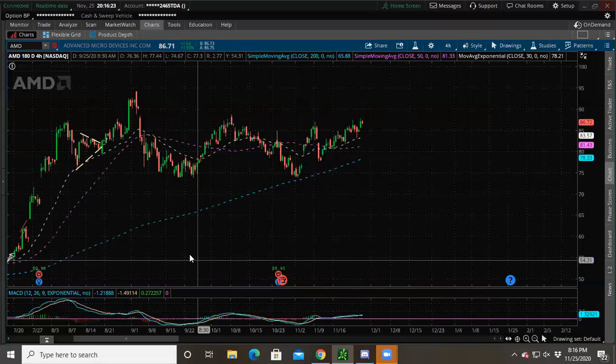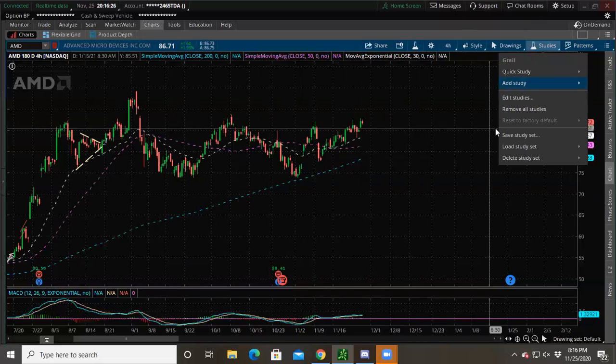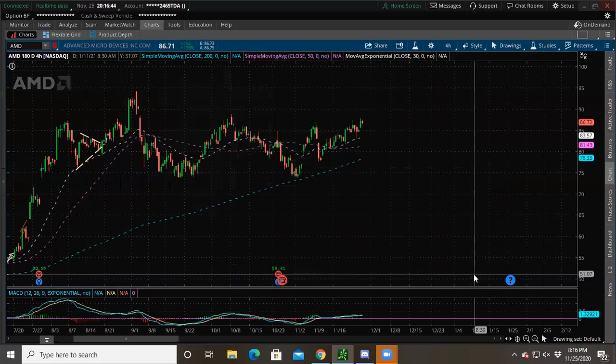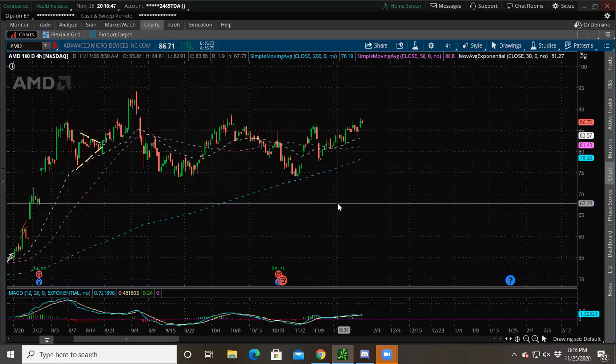So the Holy Grail setup is the simple moving average 200. All right. The simple moving average 50 and the exponential moving average 30. Don't ask me why I run these three, but it is why I run these three, because they work the best with the strategy that I have. Okay. And I run it with a MACD on the bottom. The MACD shows great oversold and overbought conditions. Okay.